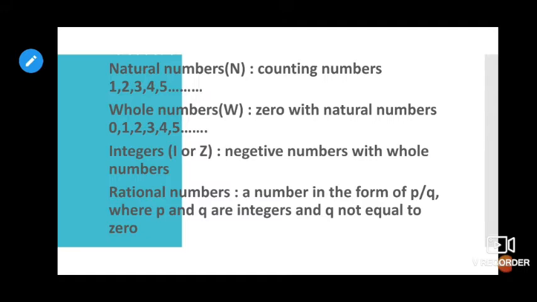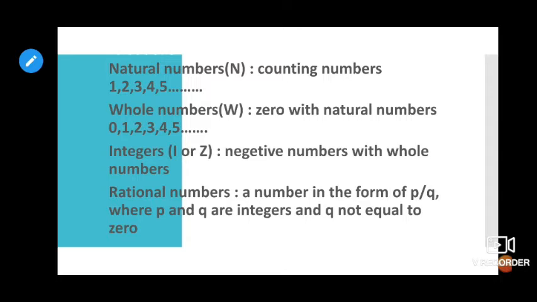First, if we see the natural numbers, which will be denoted by using the capital N. These are also called counting numbers. They start from 1, 2, 3, 4, 5 and so on. Next one is whole numbers. Whole numbers start from 0. Means if you add 0 to the natural numbers, then you will get the whole numbers.